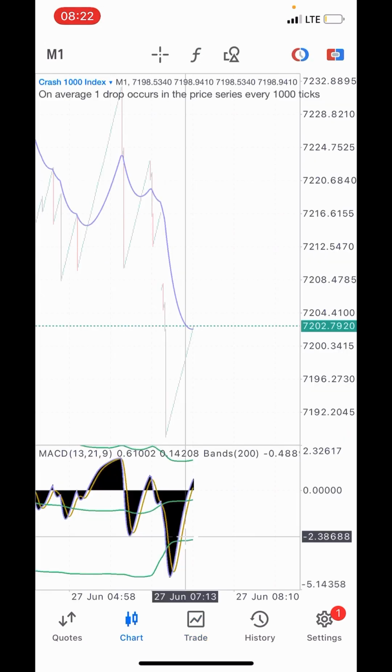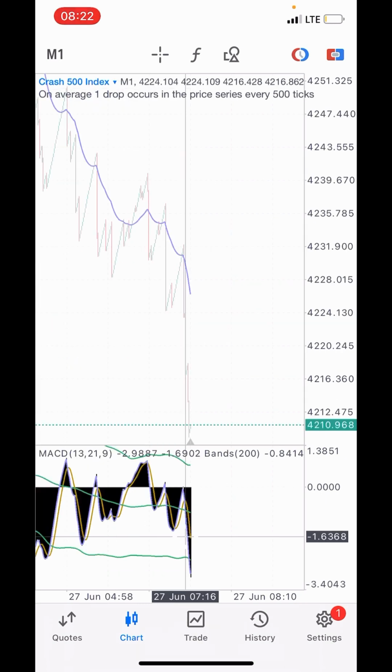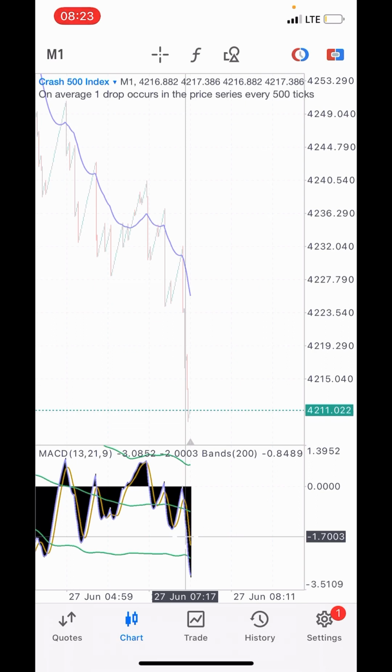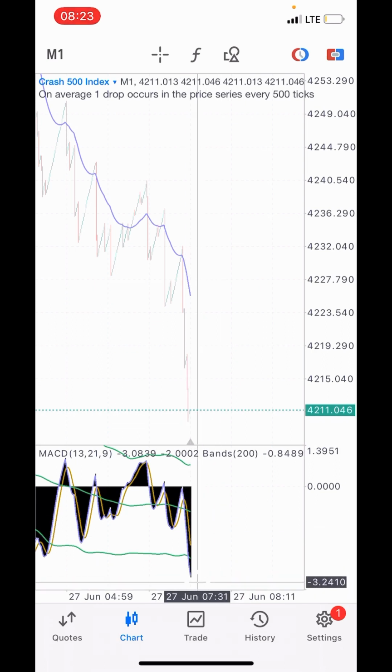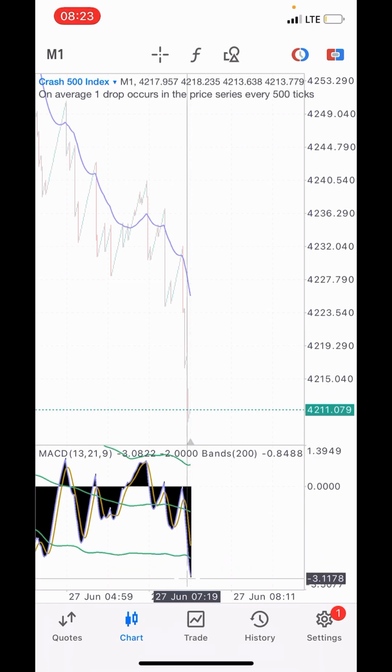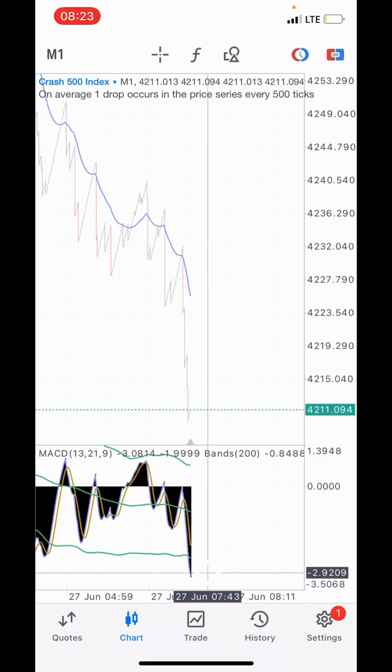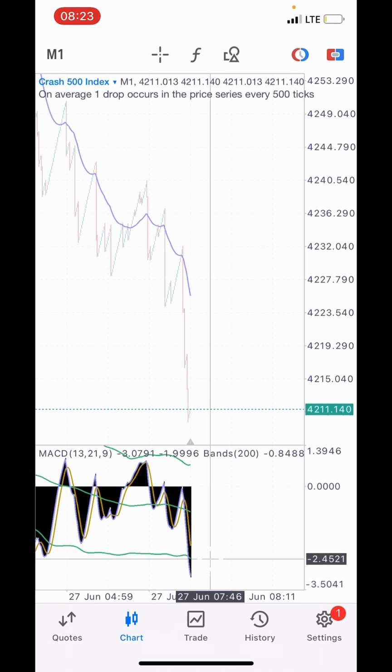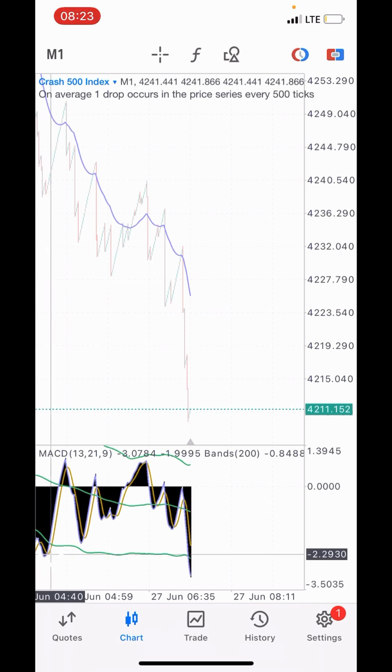But it's quite unfortunate that we haven't found an entry. Okay, this one's spiked again. Good. Now this is below. I told you that Crash 500 is crashing, and now it has gotten below here. And what am I waiting for? What I'm probably waiting for is a crossover, to see something like this.